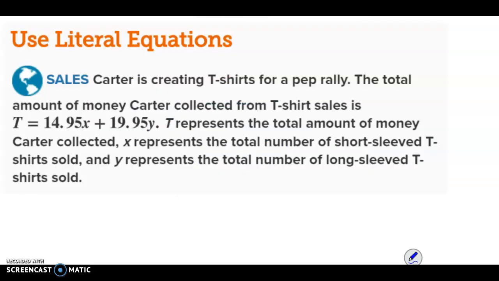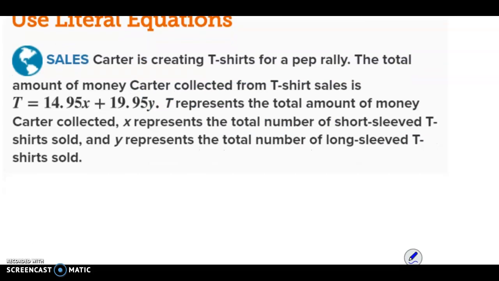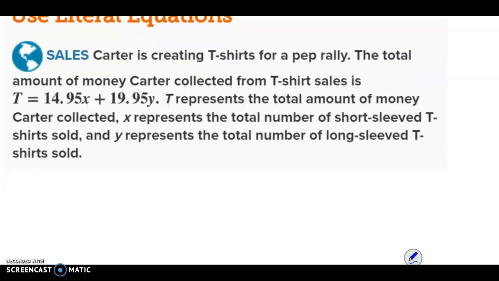Okay, another one similar to this. Fewer variables, so we should be okay here. Carter is creating t-shirts for a pep rally. The total amount of money Carter collected from t-shirt sales is T equals 14.95x plus 19.95y. T represents the total amount of money Carter collected. X represents the total number of short sleeve t-shirts. Y represents the total number of long sleeve t-shirts.